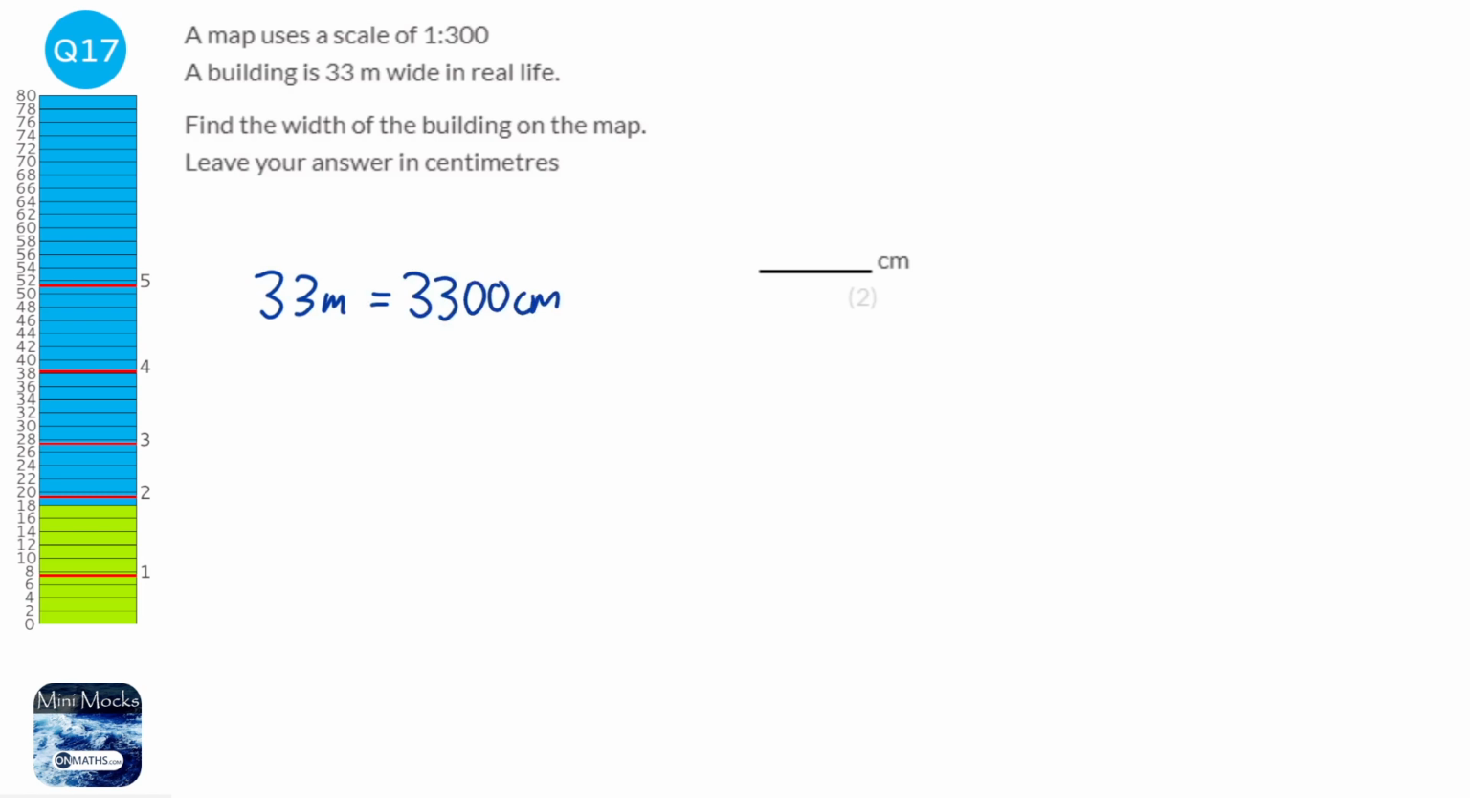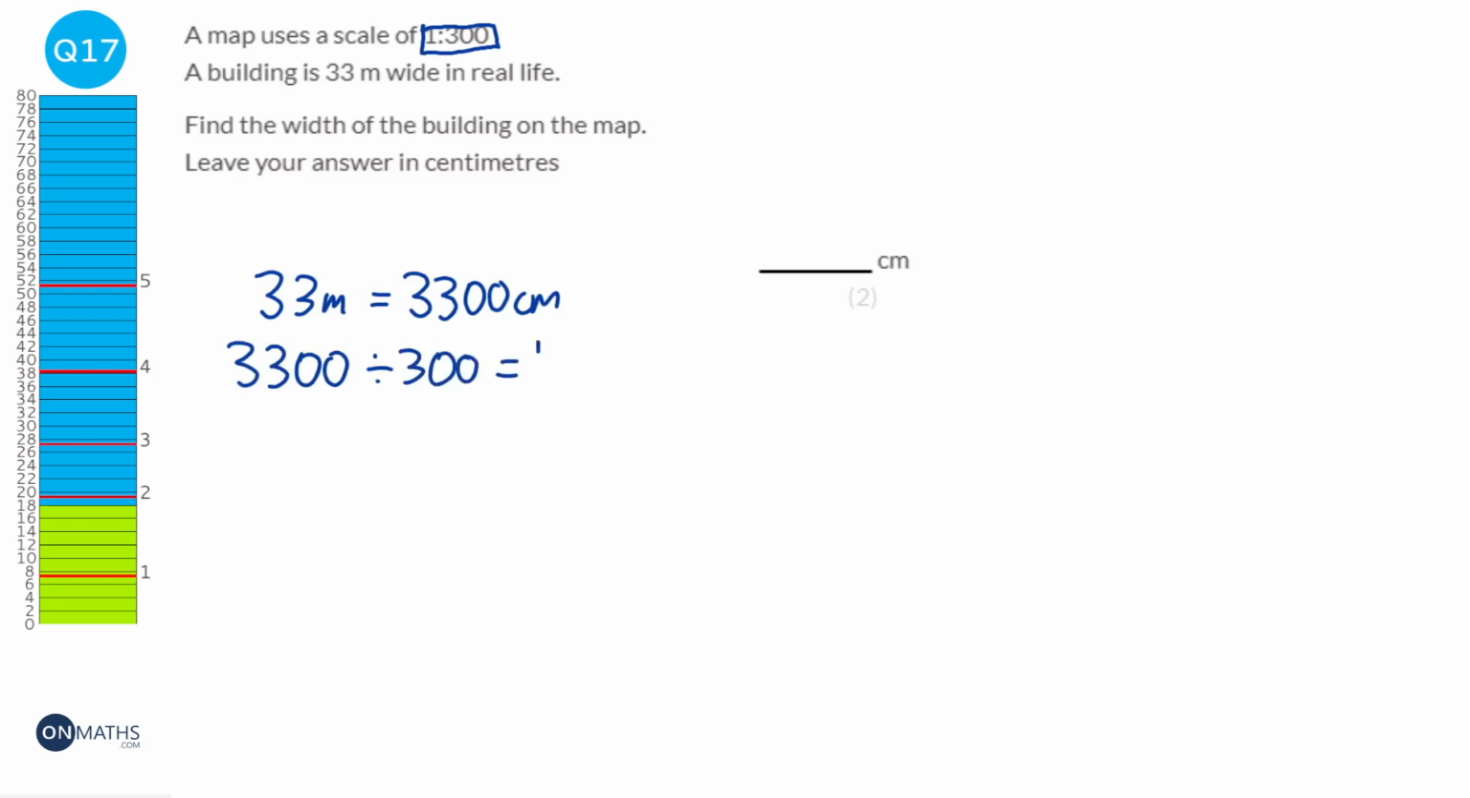Okay. Now when it says it has a scale of 1 to 300, it means 300 in real life is 1 on our map. So all I need to do is divide it by 300 to find out what it's going to be on our map. So we'll just divide that by 300 and I get the answer of 11. So it's going to be 11 centimetres on our map.